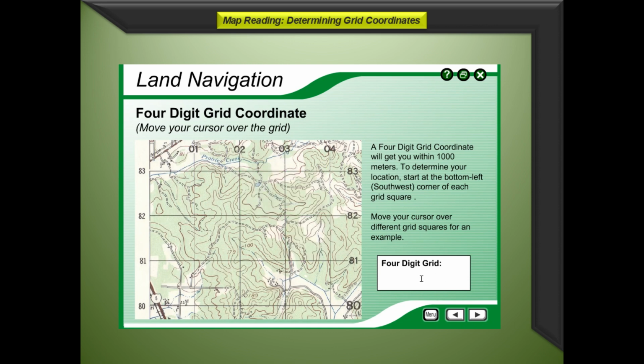If I wanted to find a different one, we'll say here, again I go right first and stop at 01, and then I come on up and it's 82. So again, I went right, then up. If you do it out of sequence, you will come up with the wrong grid. So always make sure that you go right, then up.